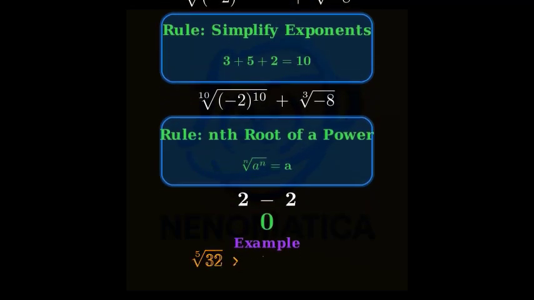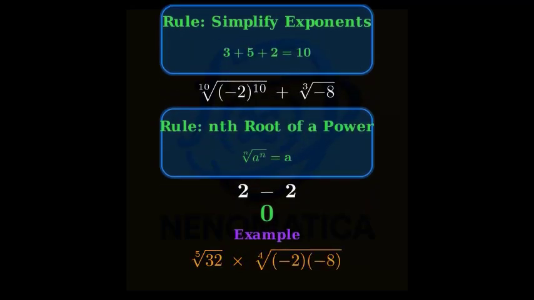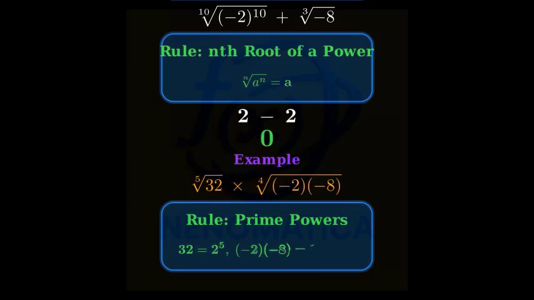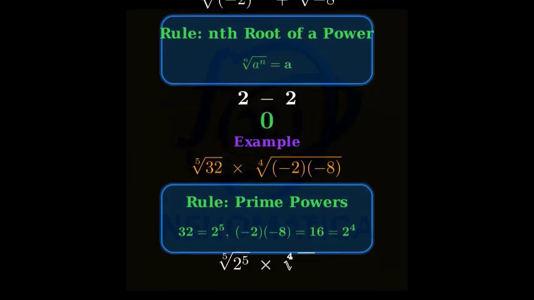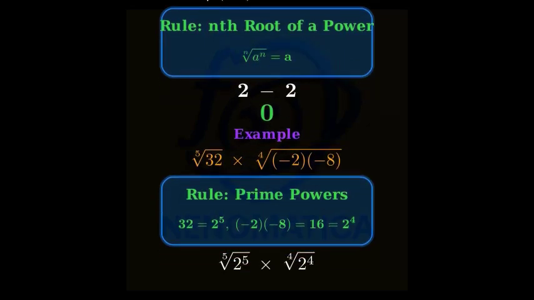Example: the expression is the 5th root of 32 multiplied by the 4th root of open parenthesis -2 close parenthesis times open parenthesis -8 close parenthesis. Use factorization into powers of 2. 32 equals 2 to the 5th, and -2 times -8 equals 16, which is 2 to the 4th. Rewrite both radicands as powers.